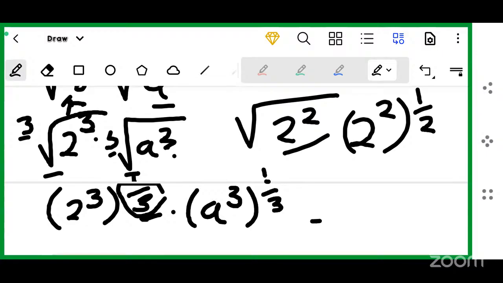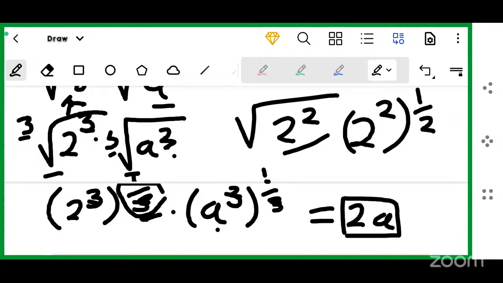So your answer here is going to be this and this multiplying, and they cancel each other, so you remain with 2. And this and this, when they multiply, cancel each other, so you remain with a. So your final answer is 2a. Was I faster, or did you get it?